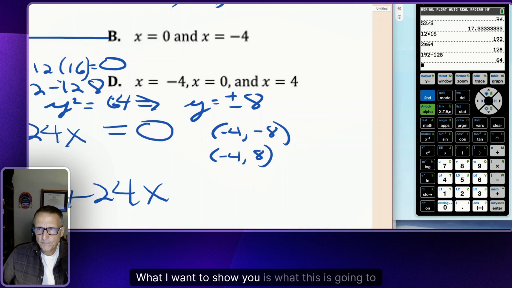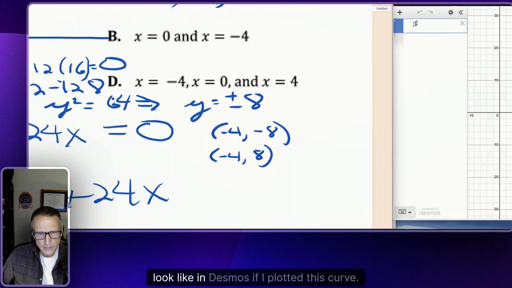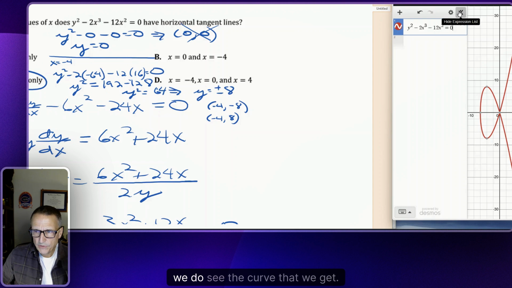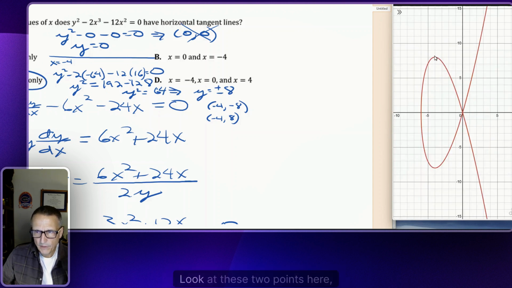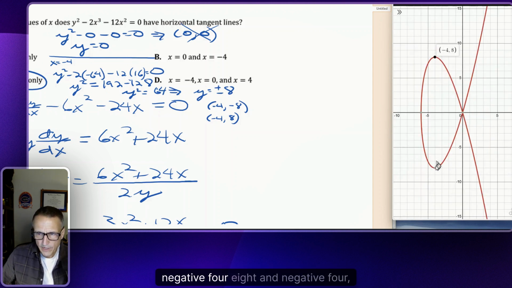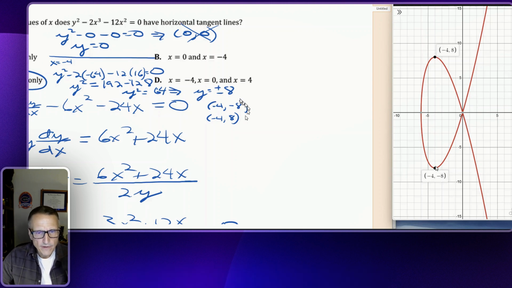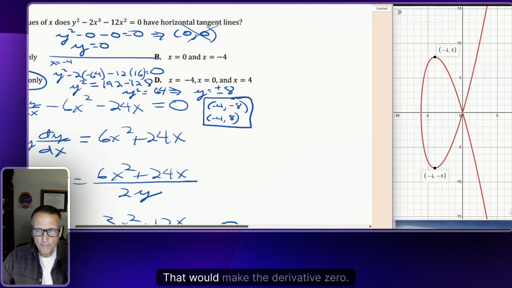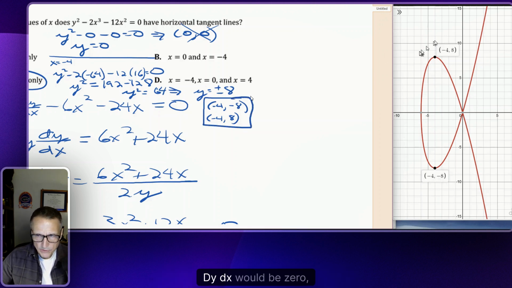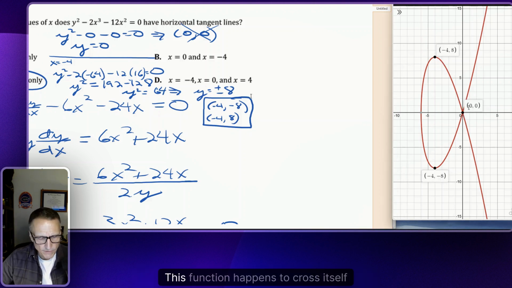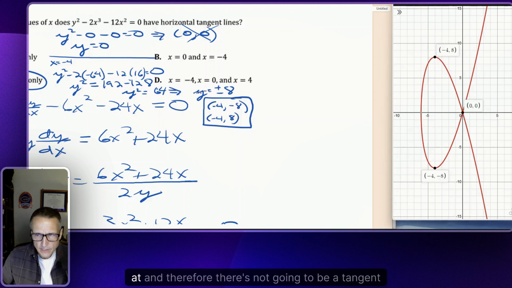What I want to show you is what this is going to look like in Desmos if I plotted this curve. So if I type this in and I type that in, here we do see the curve that we get. Look at these 2 points here, (-4, 8) and (-4, -8). Those are the 2 points on the curve that we just identified in our analysis that would make the derivative 0. dy dx would be 0, meaning there's a horizontal tangent line. And here's what's going on over at this point. This function happens to cross itself at 0, and therefore there's not going to be a tangent line there.